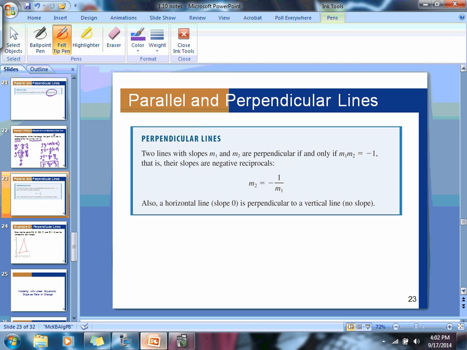Okay, perpendicular lines have opposite reciprocal slopes. Your book calls them negative reciprocal slopes. That's how you get that right angle to form. So if one line has a slope of 2/3, then a line that's perpendicular to it has to have a slope of negative 3/2. So you need the reciprocal, and if it's positive, you got to make it negative, or if it's negative, you got to make it positive.